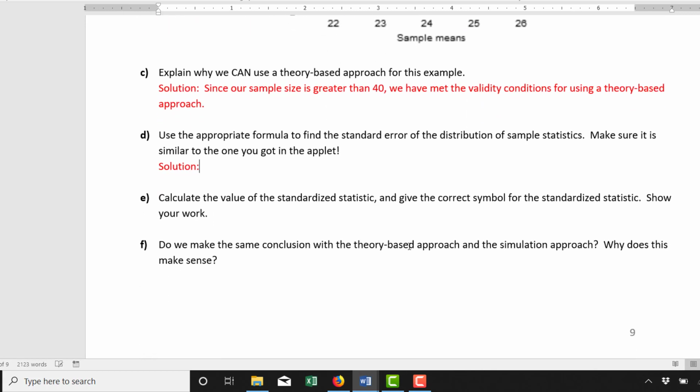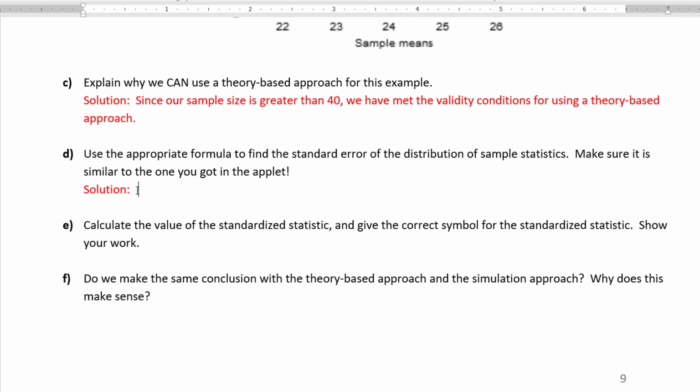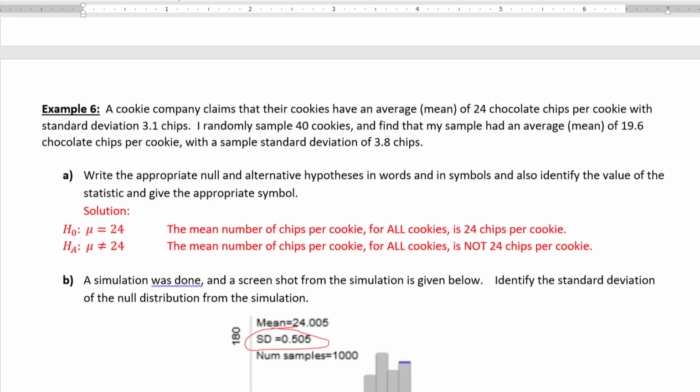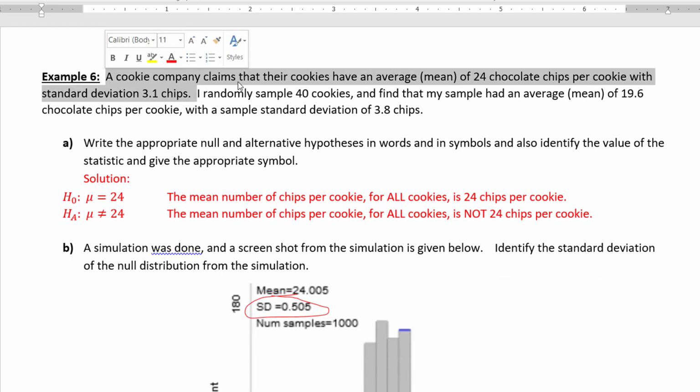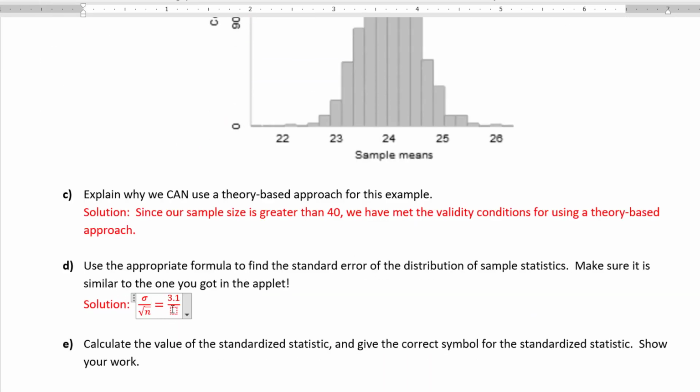Part D asks us to use the appropriate formula to find the standard error of the distribution of sample statistics. So when we're dealing with quantitative data, the standard error is found by taking sigma divided by square root of n. In the problem, remember, they told us that the cookie company is claiming that it's a mean in the population of 24 and that the standard deviation for the entire population is 3.1. So we're going to use sigma equals 3.1. And remember, n stands for the sample size.